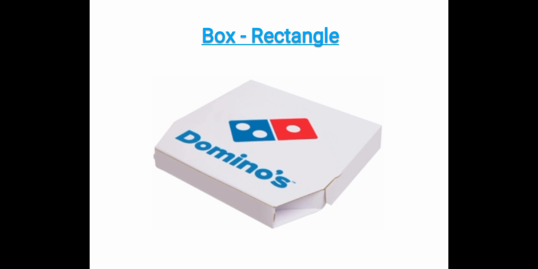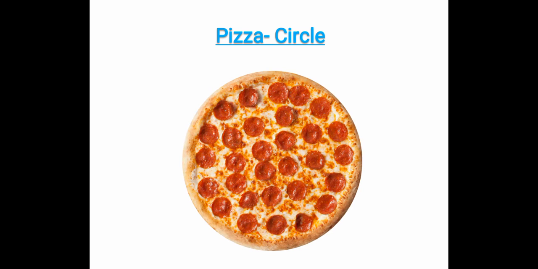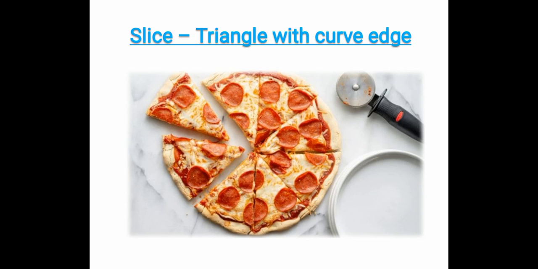Now, do you know box rectangle? This is a box rectangle, or we can call it a cuboid or cube. Pizza and circle, this is circle shape. And sliced triangles with the curved edges, okay, this is a kind of arc, correct?